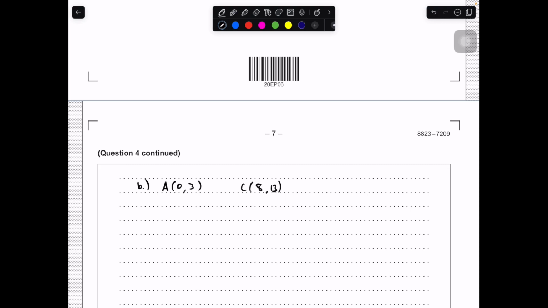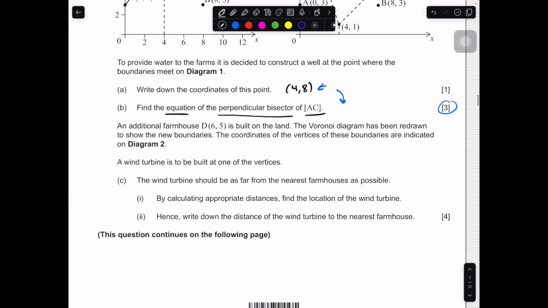Alright, if we didn't know the midpoint, we could find the midpoint. M is equal to the average of the x values. So this is x1, y1, x2, y2. This would be 0 plus 8 over 2, and the average of the y values, 3 plus 13 over 2. In this case, the midpoint would be 8 over 2, 4, and then 16 over 2, 8. There's our midpoint. So we've got a point on the line.